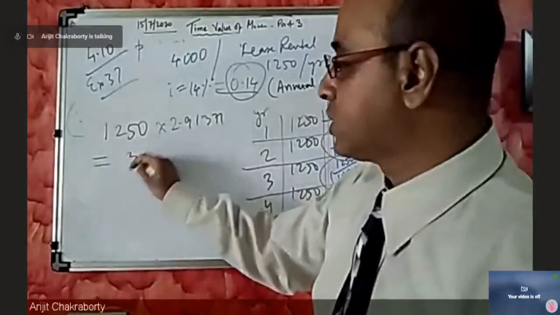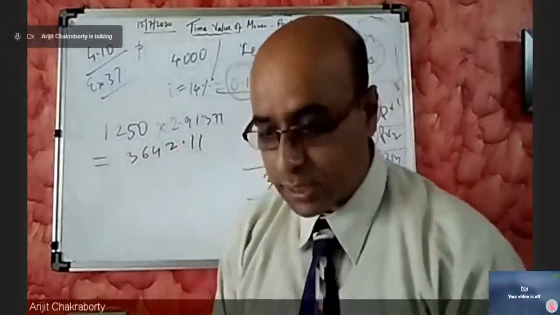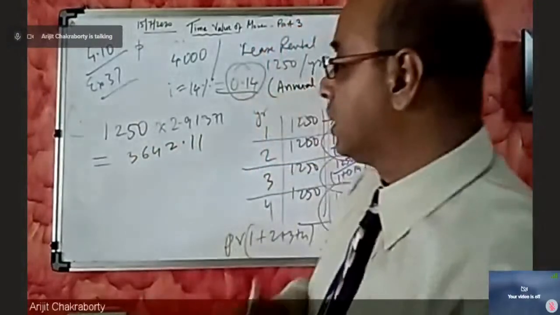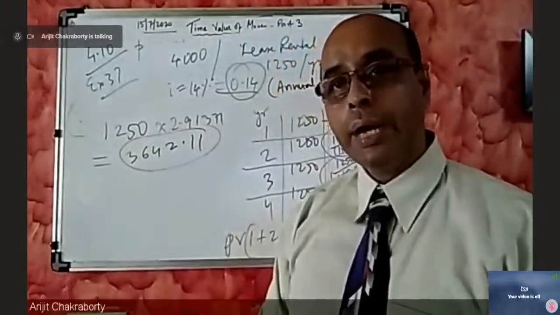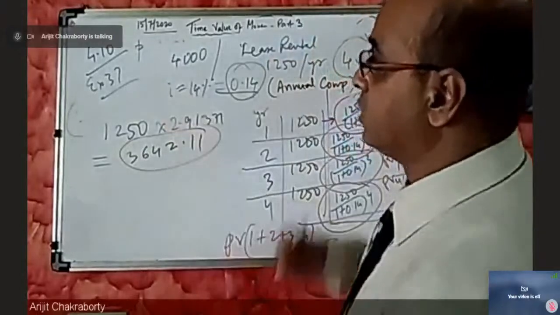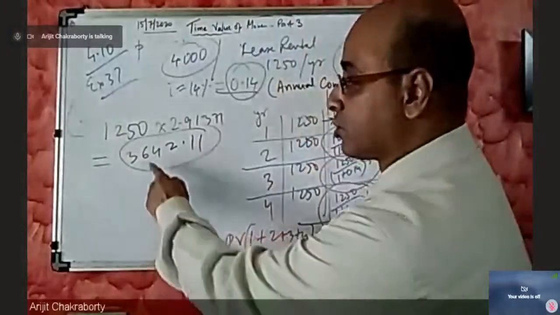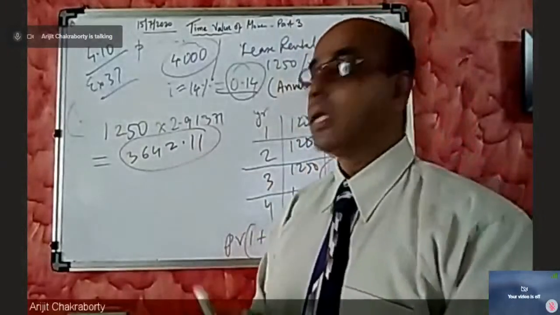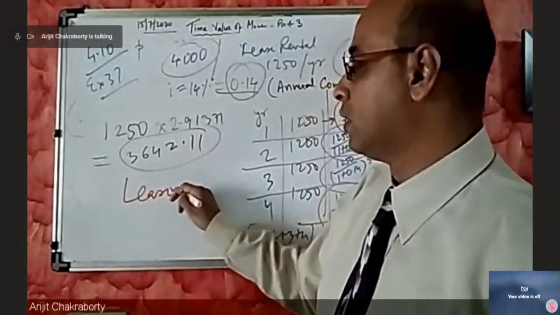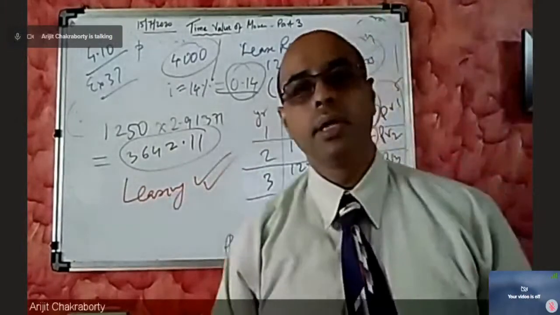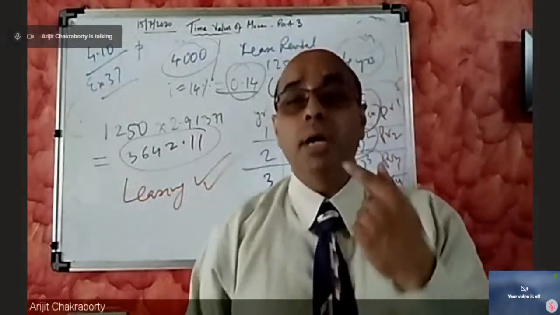This comes to 3642.11. That means the present value of the lease rental is 3642.11. Right? If you buy the asset, you have to pay 4,000. If you lease the asset, the present value comes to 3642.11. So it is less than 4,000. Therefore, leasing is preferable because the present value of the lease rental is less than the purchase cost.